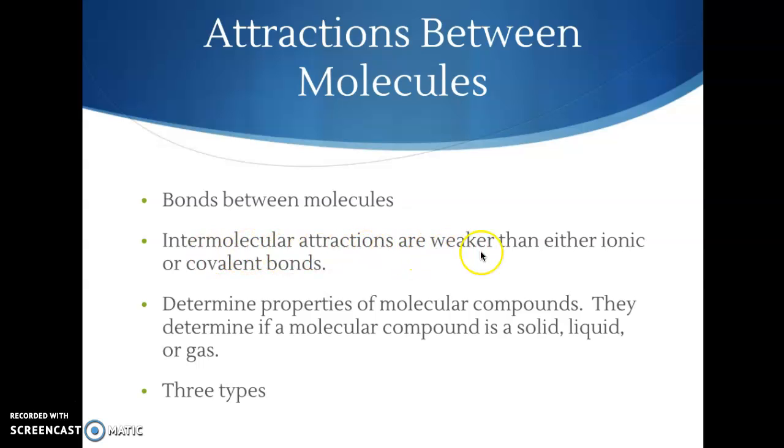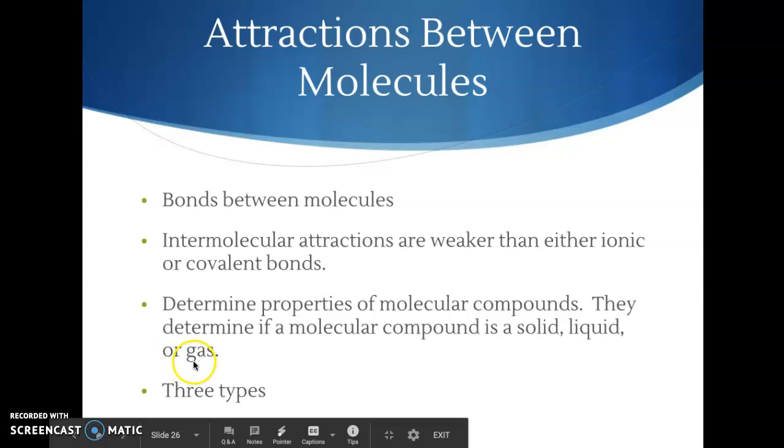And they're quite a bit weaker than either ionic or covalent bonds, okay? They're a lot weaker, but they do determine some properties for these molecular compounds. One thing we look at is the state of matter. They determine if a molecular compound is a solid, liquid, or a gas. So if these molecular compounds have stronger intermolecular attractions, then they tend to be a solid. If they have really, really weak intermolecular attractions, then it's easier for the molecules to separate and turn into a gas. And in between you have liquids.